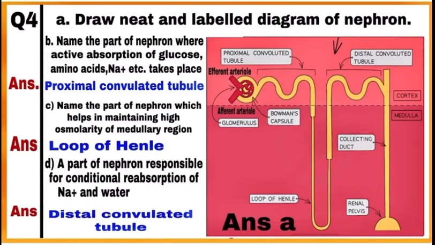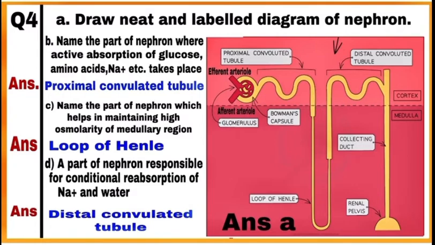Question 4, Part A. Draw neat and labeled diagram of a nephron. Draw the diagram as shown in the figure. Part B. Name the part of nephron where active absorption of glucose, amino acids, sodium ions, etc. takes place. Active absorption of glucose, amino acids, sodium ions, etc. takes place in the proximal convoluted tubule.